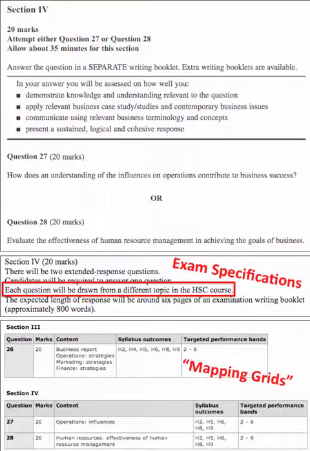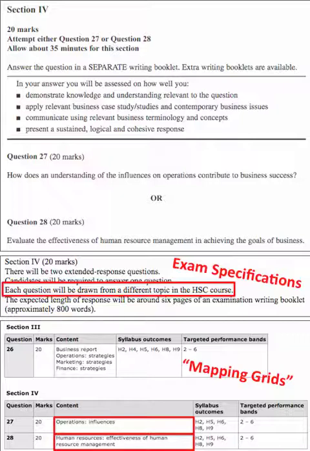If you look at the mapping grids in the specimen paper, you can see section 3, the business report, covers operations, marketing, and finance. But when you go to section 4, it only covers operations and then the subheading influences, and everything comes under it. And question 28 covers human resources and the section about effectiveness of human resource management. So you can see that each question really only does come from a different topic, right? A different part of a different topic. It's not covering 3 different parts of the syllabus and having to put them together.